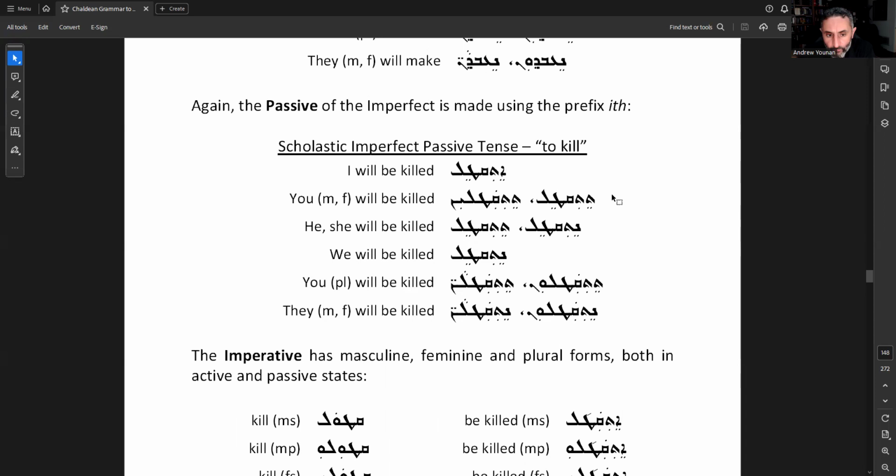تثقتل, you masculine will be killed. تثقتلين, you feminine. نثقتل, he will be killed. تثقتل, she will be killed. نثقتل, he will be killed. تثقتلون, you plural. تثقتلان, feminine. نثقتلون, they masculine. نثقتلان, they feminine, will be killed. Again, he will be killed and we will be killed are the exact same word, as are you masculine, تثقتل, and she, تثقتل. Okay, that's the pattern.